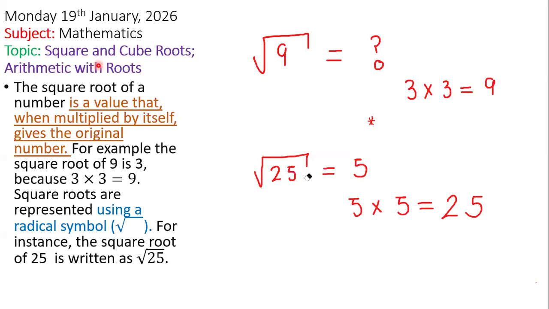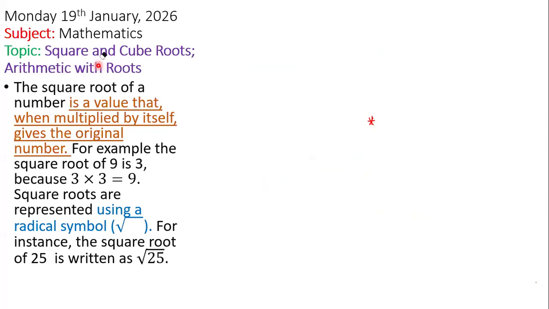The root of a number is a value that, when multiplied by itself, gives the original number. For example, the square root of 9 is 3 because 3 times 3 equals 9. Square roots are represented using a radical symbol. For instance, the square root of 25 is written with the radical symbol. Square root of 25. Very good.